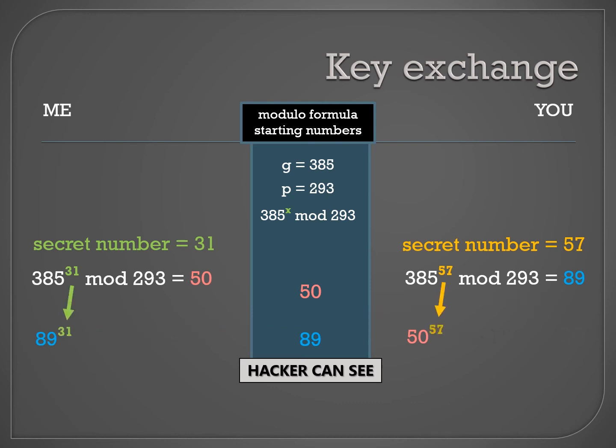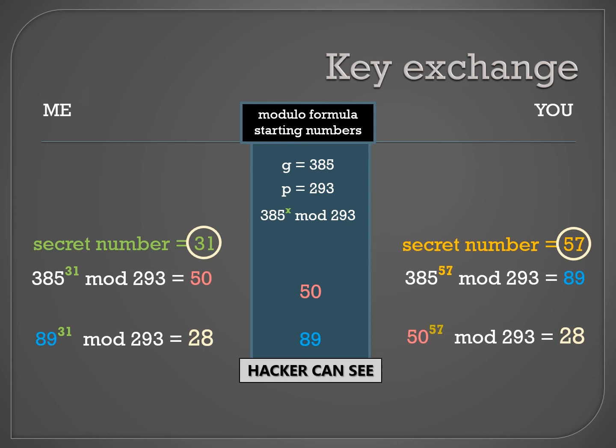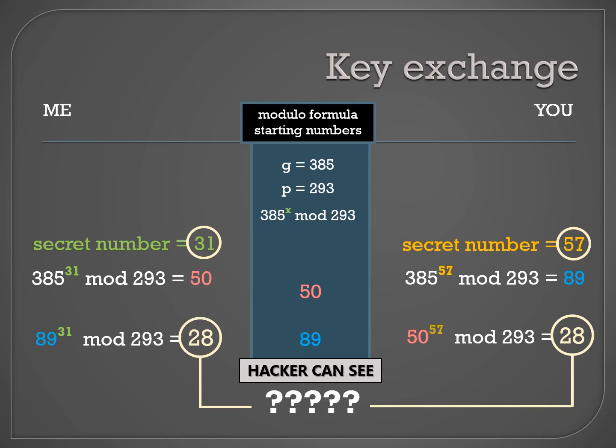So now we go forward and do a calculation again using the same exponent as before. And voila, we end up with the same number on each side. And that is our key. Now the hacker can't figure that out because the hacker doesn't know our secret numbers. Again, easy to go forward, hard to go backward. So the hacker is left wondering, what is that? And that's how the Diffie-Hellman Key Exchange works.